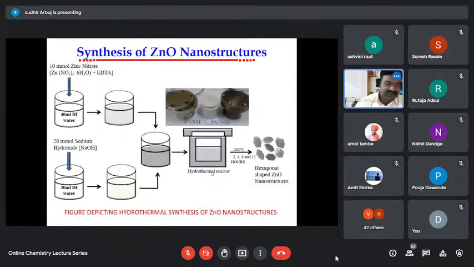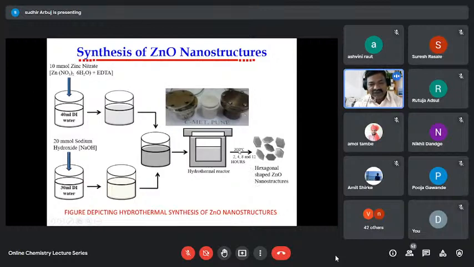Okay. So the next thing we prepared is the synthesis of zinc oxide nanostructures. We prepared this using hydrothermal methods. So these are the hydrothermal reactors. This is the Teflon container and this is the stainless steel container, where we are adding zinc nitrate, then sodium hydroxide in this material, and we are packing it and heating it in the oven.